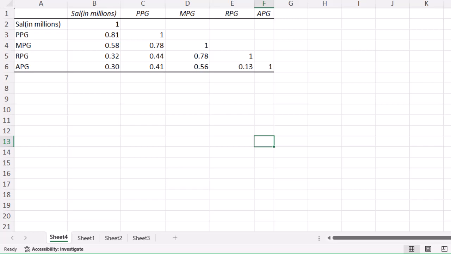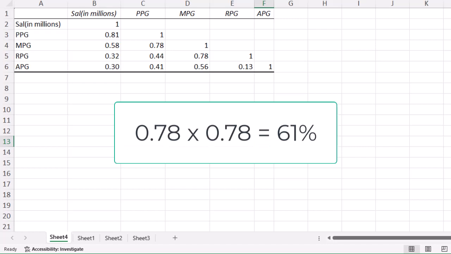Well, there could be a lot of variables that affect how many points a player scores in a game. However, if we look at just one variable, minutes per game, we can answer that question as it relates to minutes per game. The way I would do that is I would identify the correlation coefficient between points per game and minutes per game. In this case, it is 0.78. That is our Pearson R. Now, to get the variance explained, I have to take that R and square it. And when I do, I get 0.61 or 61%.